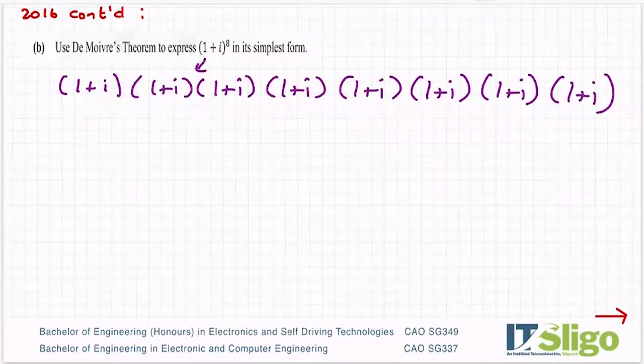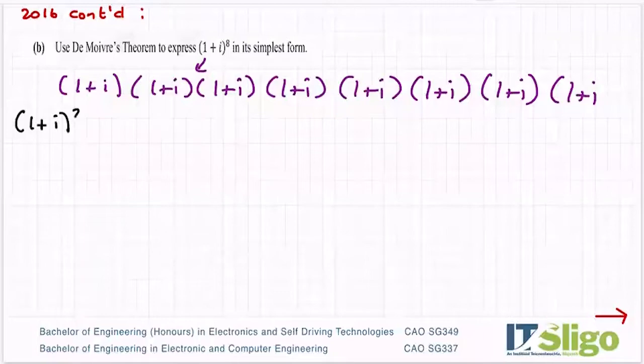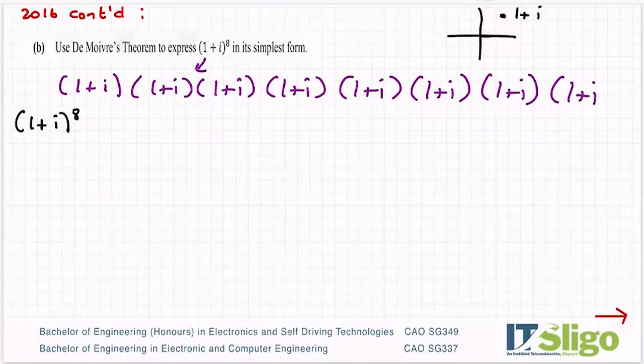Okay, so (1 + i) to the power of 8. Let me just change to black, and I'm going to leave the purple there for now, just to remind you how painful that would be to work out. So what I tend to do is figure out what quadrant I am in with 1 + i. So I'm coming over 1 and I'm going up 1. So just a general plot to represent 1 + i. So I know my angle is somewhere between 0 and 90 degrees. So I'm in the first quadrant.